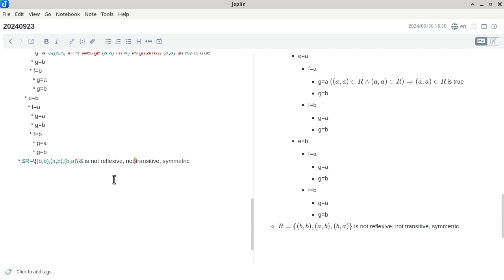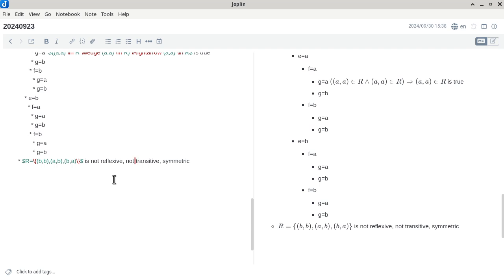Assuming you guys already know what reflexive means. Yes? Because AA is not in it, okay? Because in order for a relation to be reflexive, every element has to relate to itself. In this particular case, A does not relate to itself. So it's not reflexive. That's pretty easy.